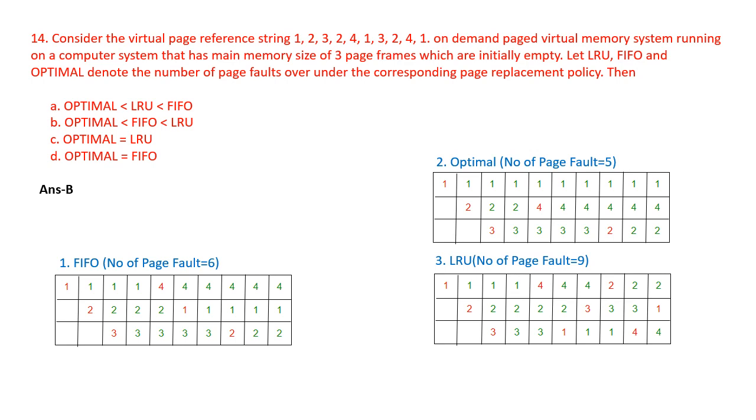Then what will be the answer? Option A says the number of page faults in optimal is less than LRU, or less than FIFO, while B says the number of page faults in optimal is less than FIFO, which is less than LRU.